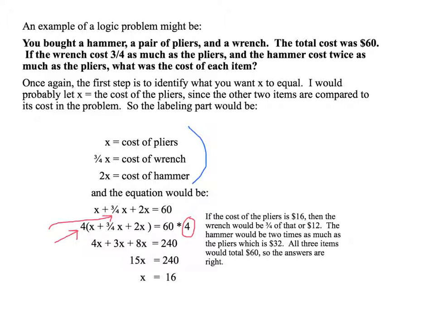And you can see that I went through and did that and get a final answer of x is equal to 16. Once again though, you do need to make sure that you give the cost of each item. So if the cost of the pliers is $16, the wrench would be 3/4 of that, or $12. The hammer would be 2 times as much as the pliers, which is $32. All three items would total $60. So the answers are correct.